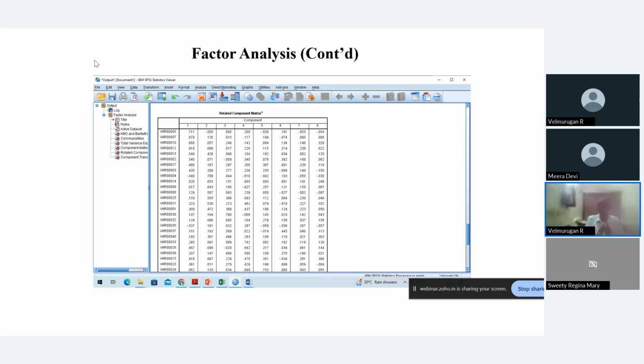This is the way of introducing mediating and moderating. Mediating acts as an intermediary. Moderating variable influences the intensity of contribution. Okay. With this, I conclude my session.